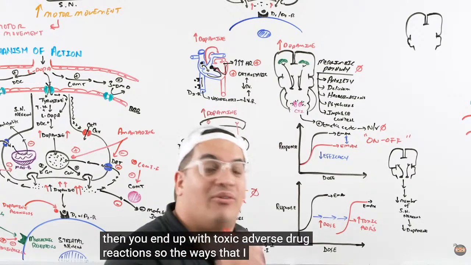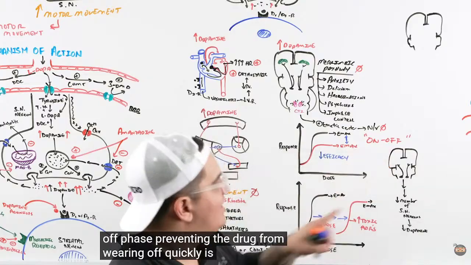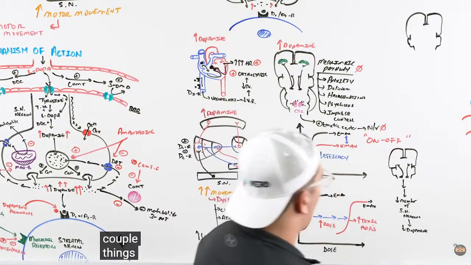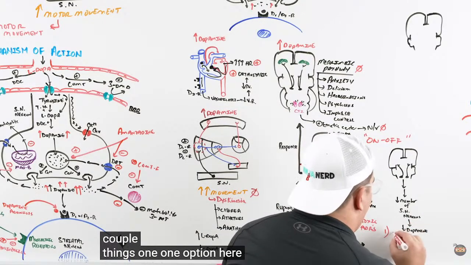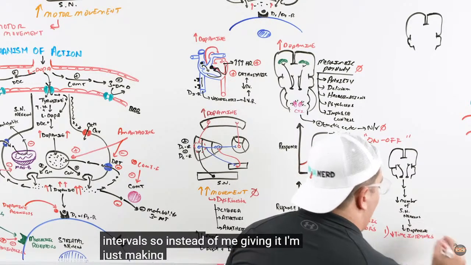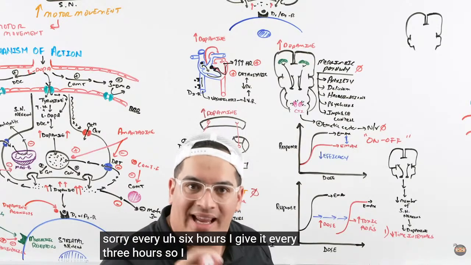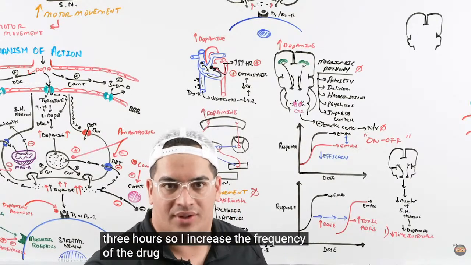So the ways that I can prevent the off phase, preventing the drug from wearing off quickly, is I could do a couple things. One option here is I decrease the time intervals. So instead of me giving it, I'm just making it up, every 6 hours, I give it every 3 hours. So I increase the frequency of the drug dosage.